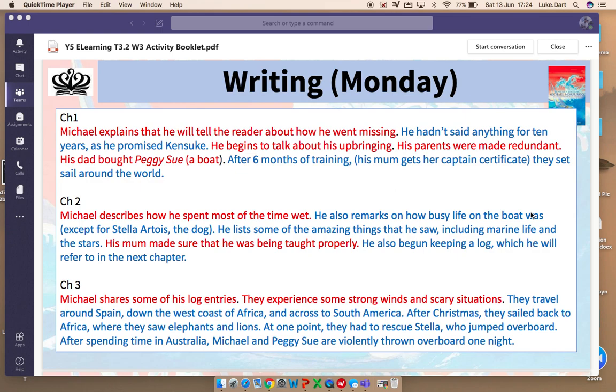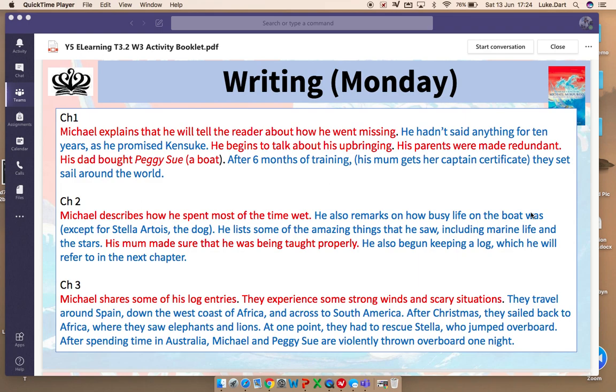Okay, so look at the red sentences there. Michael explains that he will tell the reader about how he went missing. That makes sense. It makes sense on its own. No need for any extra information. These are simple sentences. Now, a compound sentence is when you put 2 simple sentences together. I'll say that again. A compound sentence is when you put 2 simple sentences together.